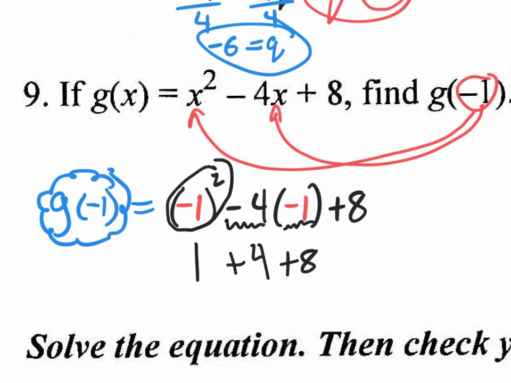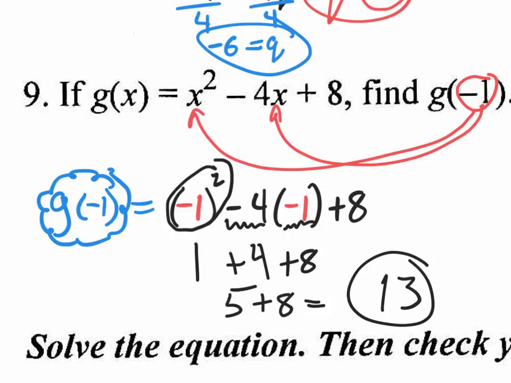So once again, let me reiterate my steps. I did exponents first, and then I multiplied, and then at the very end, I want to be doing the addition, from left to right. So 1 plus 4 is 5. 5 plus 8 is 13. And there's your answer for number 9.